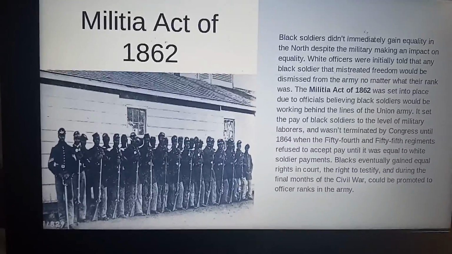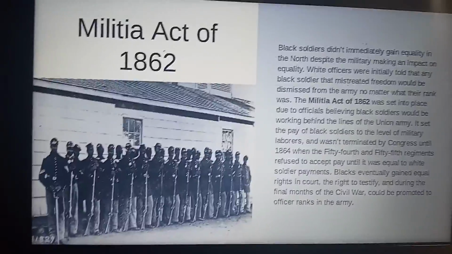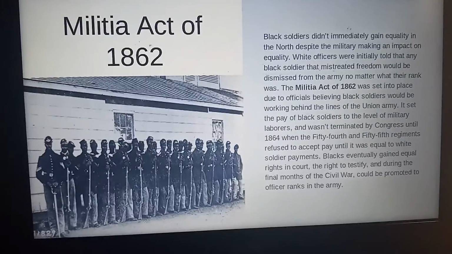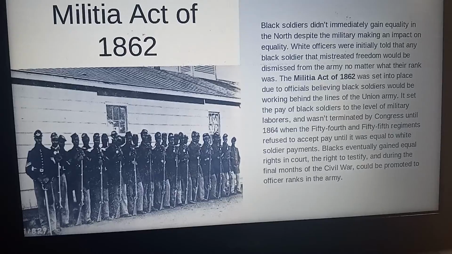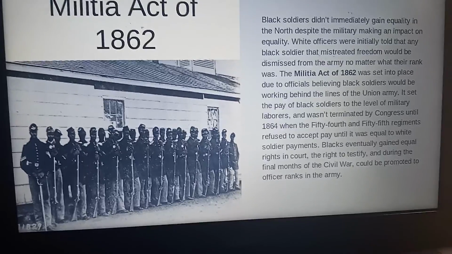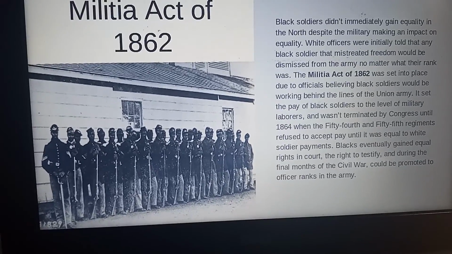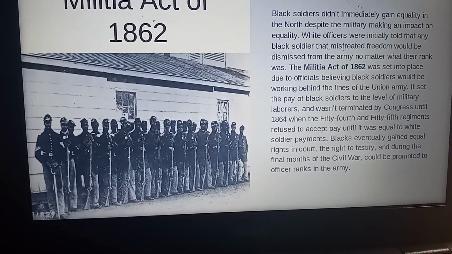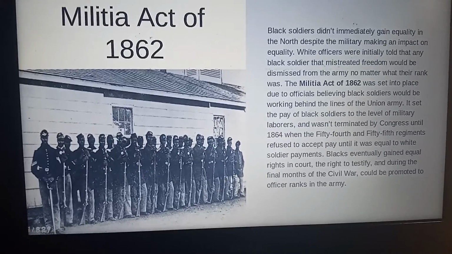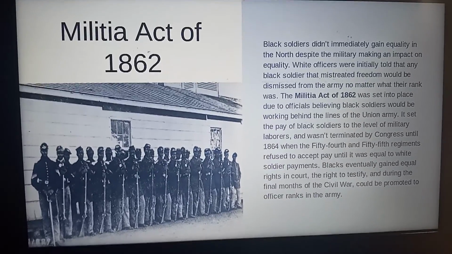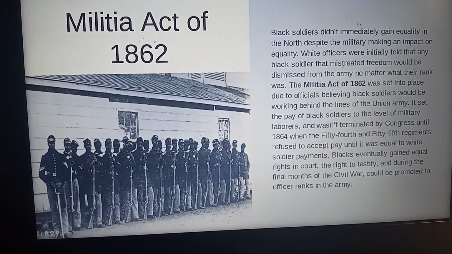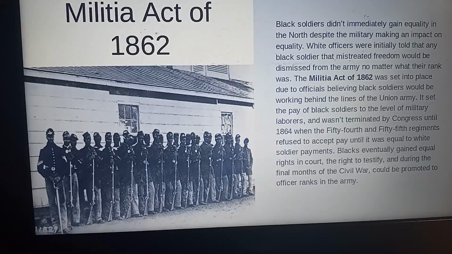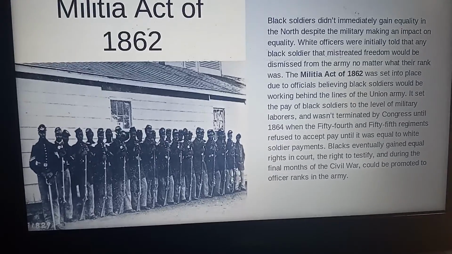The Militia Act of 1862 was one exemption to this progress. Black soldiers didn't immediately gain equality in the North, despite the military making an impact on equality. White officers were initially told that any black soldiers that mistreated freedom would be dismissed from the Army no matter what their rank was. The Militia Act of 1862 was set into place due to officials believing black soldiers would be working behind the lines of the Union armies.